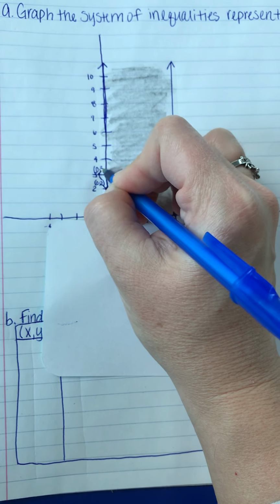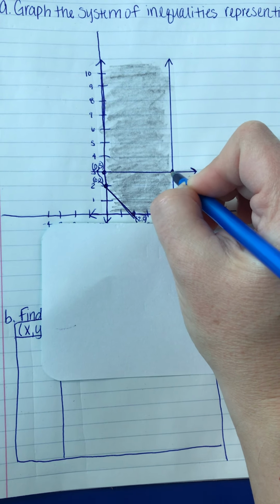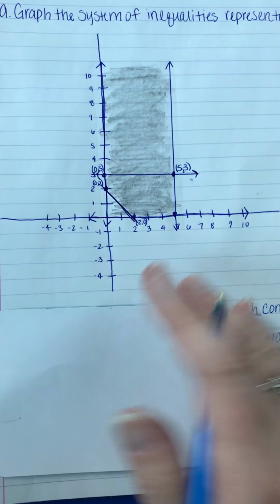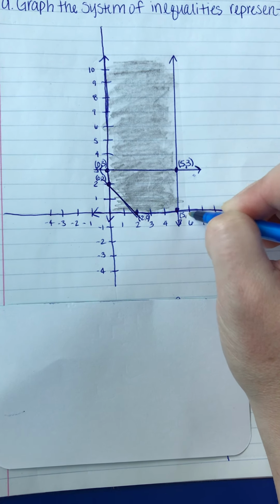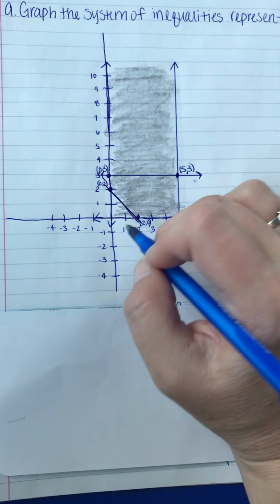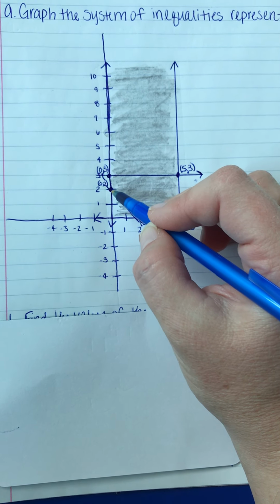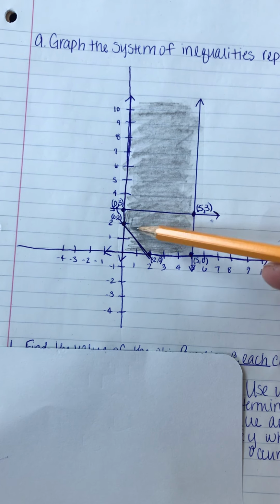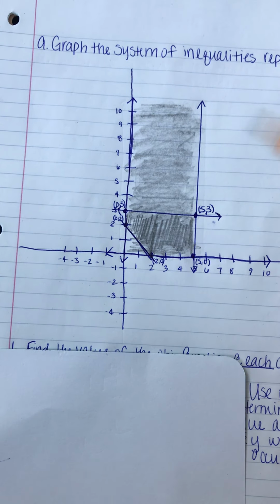So we have 0, 3. And the lines intersect here at 5, 3. And then we have a dot here at 5, 0. So now we have 5 places where this system of inequalities meet. So the graph of this group of inequalities is in this darkened area right through here.